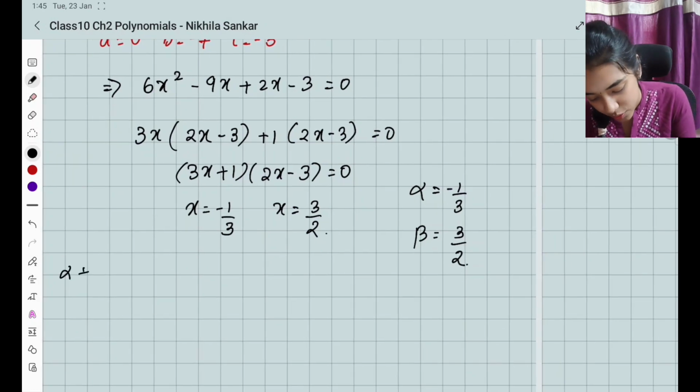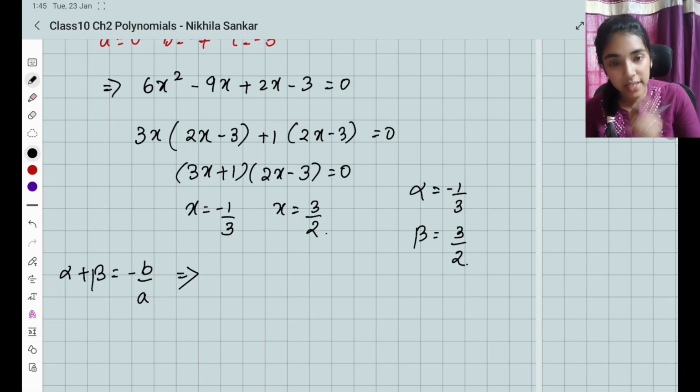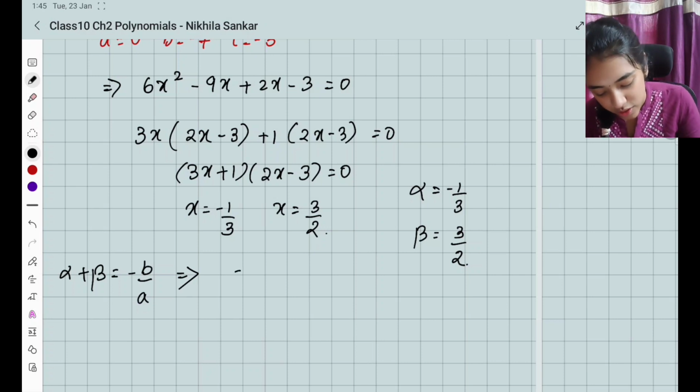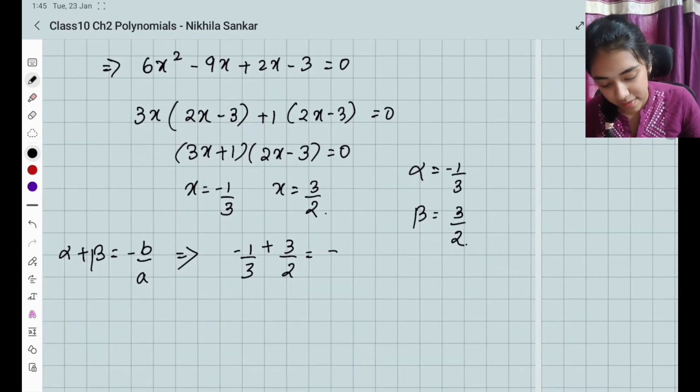Now the sum of zeros. So alpha plus beta equals minus b divided by a. Write this equation, write everything in the exam. So this is minus 1 by 3 plus 3 by 2 equals minus b by a, which is minus 7 divided by 6.